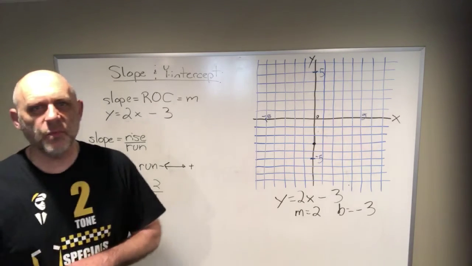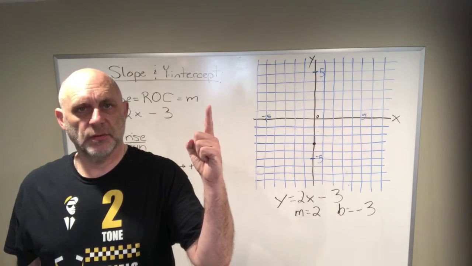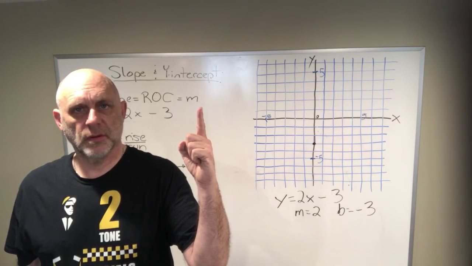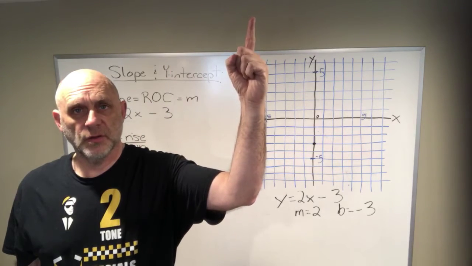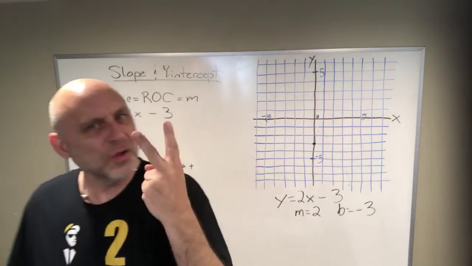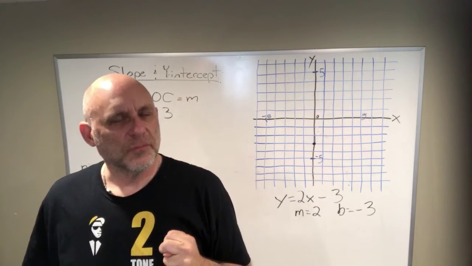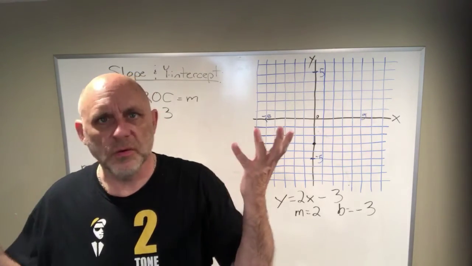So if you're at one point, go 2 up, 1 to the right. You got another point. You want another one? Go 2 up, 1 to the right. 2 up, 1 to the right. You can have as many as you want. All you need are 2 for a straight line. If the line is straight, if you have 2 points on that, you know what the line is.